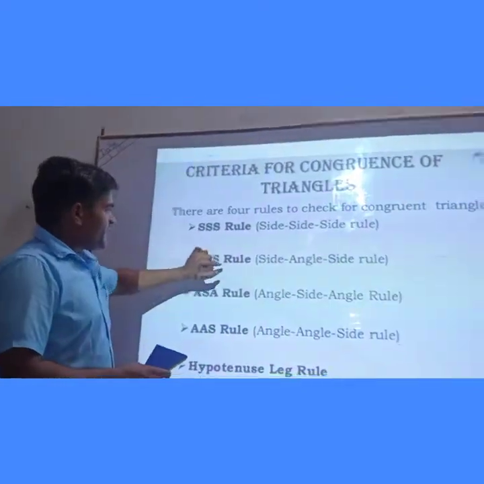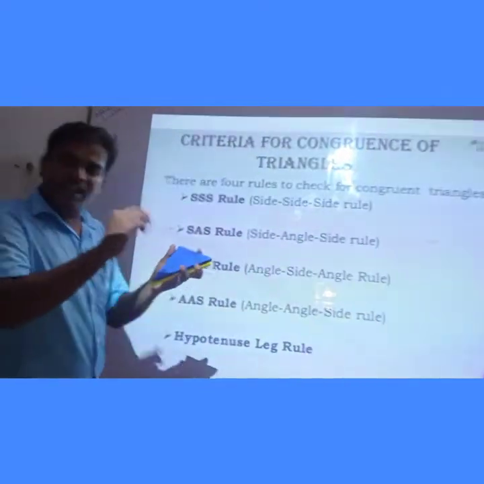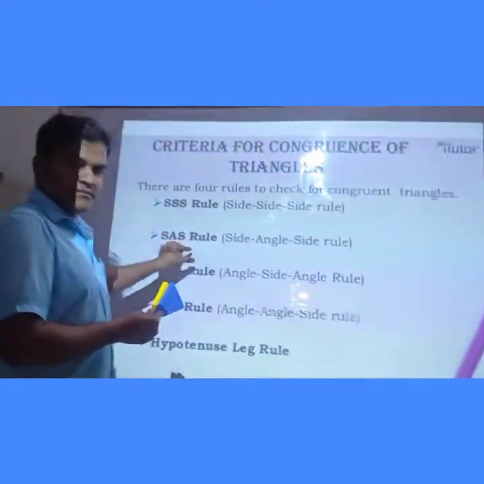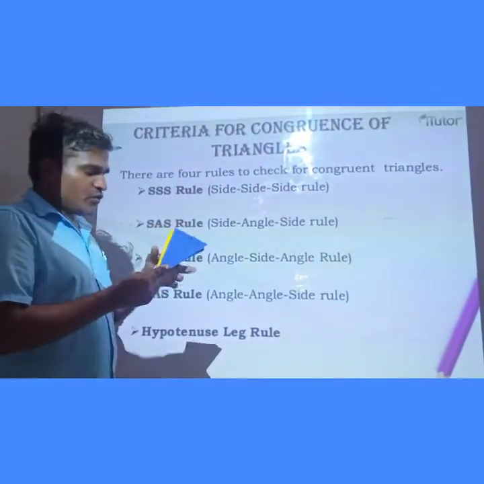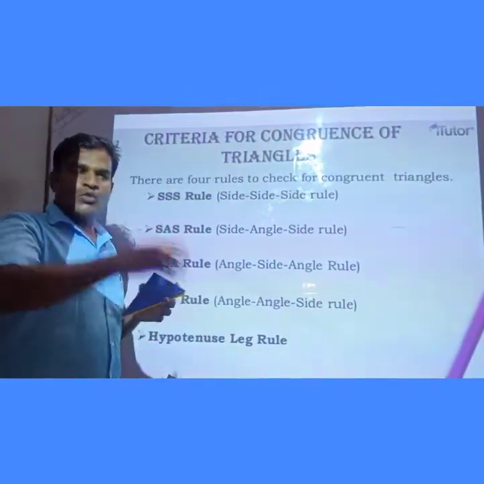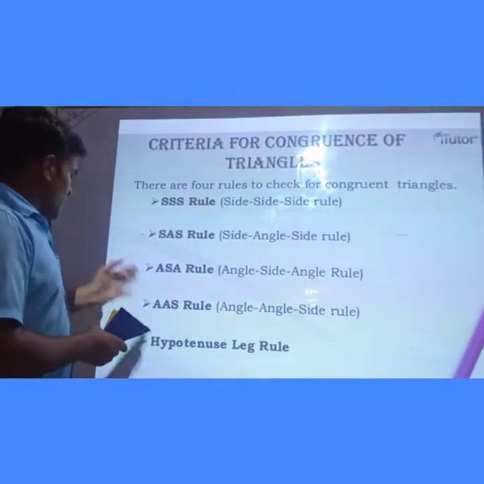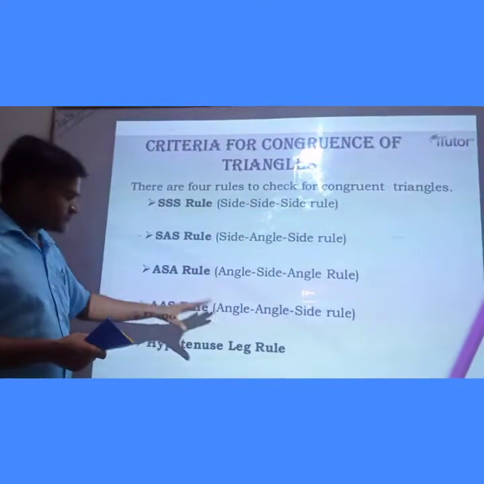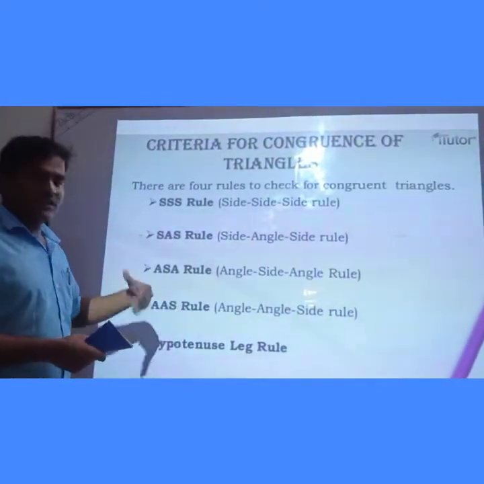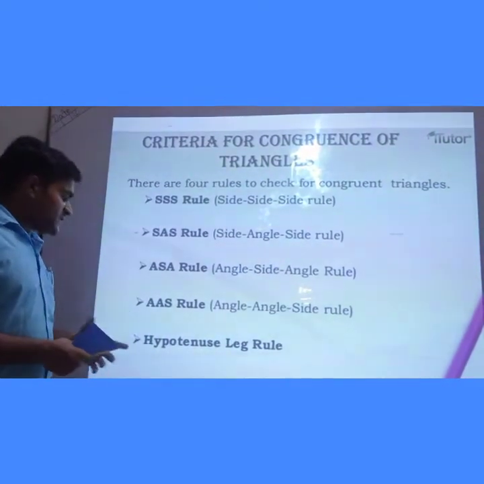Next, SAS rule. SAS rule means two corresponding sides and one angle of one triangle are equal to the corresponding sides and the angle of another triangle. Like that. AAS rule, here angle, angle and side. Next, RHS.